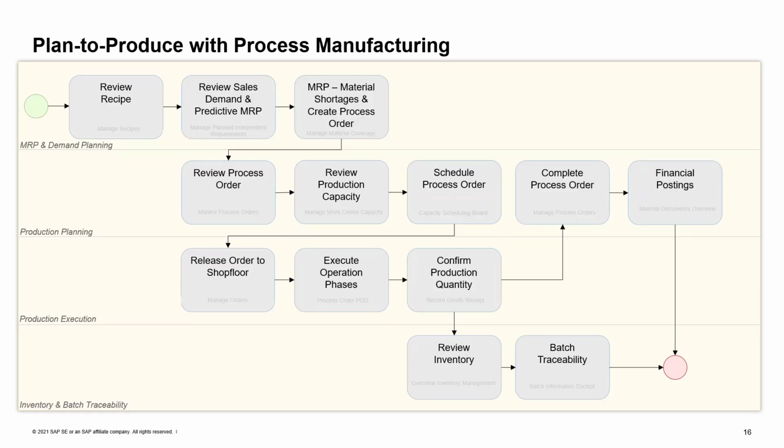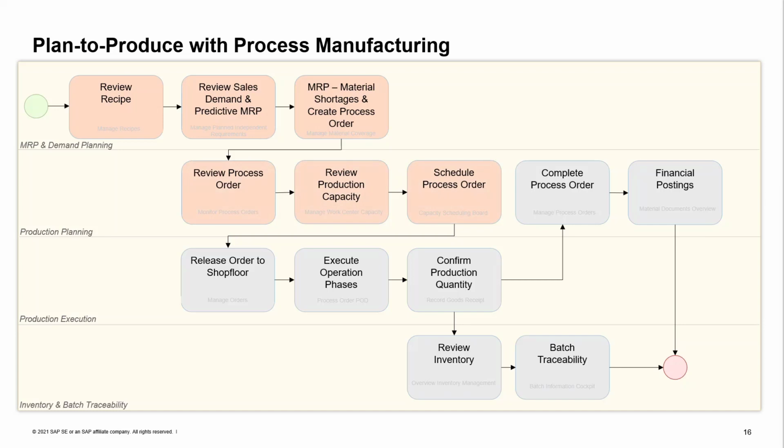So in summary, we've gone through the plan to produce process for process manufacturing. We started with MRP and demand planning, and we reviewed the recipe, looked at the sales demand, and carried out predictive MRP for medium to long-term planning, and then simulated resolutions for shortages within MRP, as well as creating the process order.